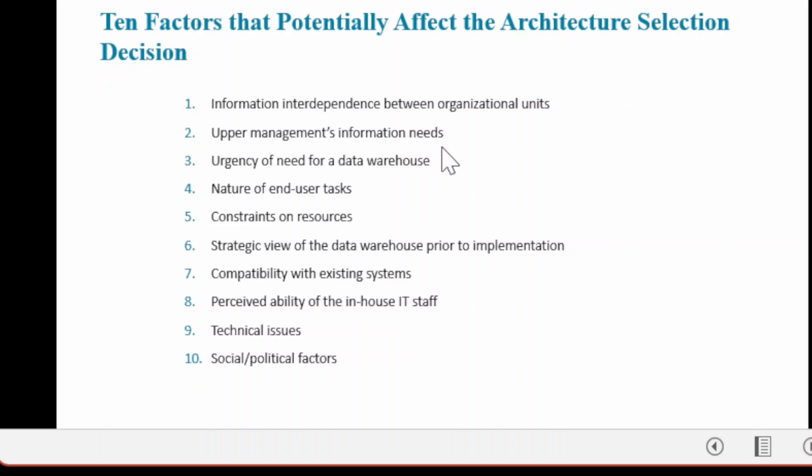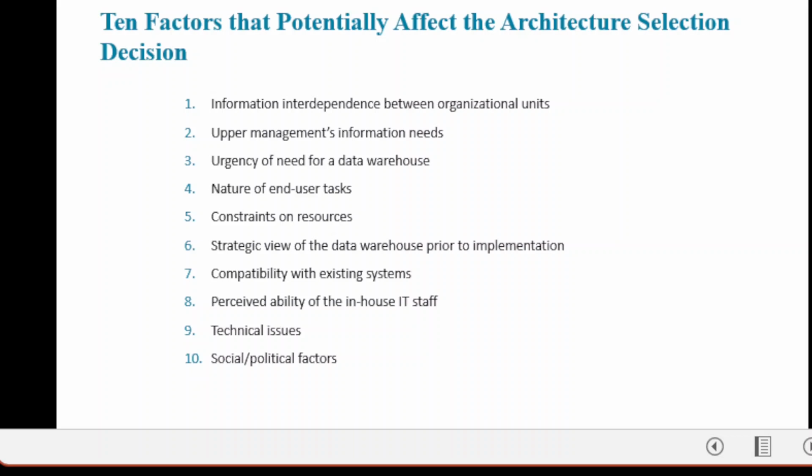What are the information needs from your upper management? Whether you require separate information needs for marketing, finance, or you need to have a centralized large data warehouse where you can consolidate everything, integrate everything together. And then it depends on the urgency need of a data warehouse. It's easier to develop a data mart rather than a large data warehouse.